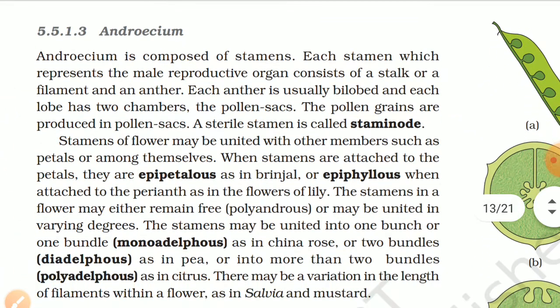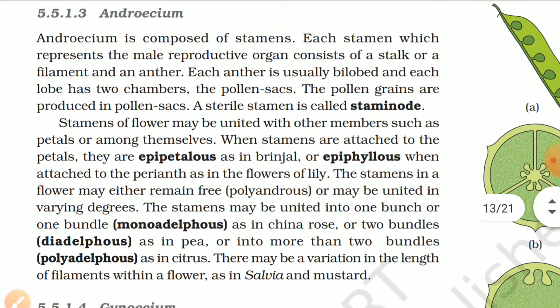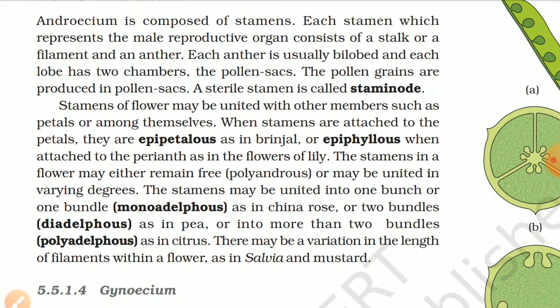5.5.1.3 Androecium. Androecium is composed of stamens. Each stamen, which represents the male reproductive organ, consists of a stalk or a filament and an anther. Each anther is usually bilobed and each lobe has 2 chambers, the pollen sacs. The pollen grains are produced in the pollen sacs. A sterile stamen is called staminode.